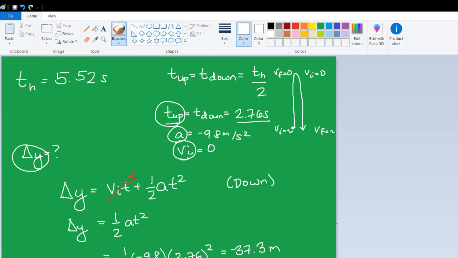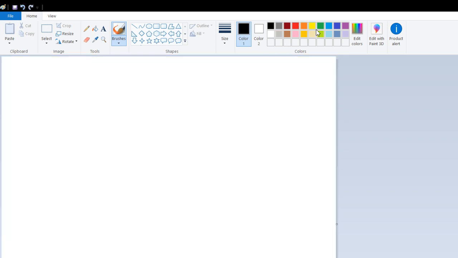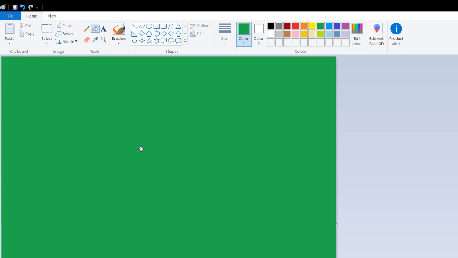calculate delta y. Another thing we can calculate using this, let me just refresh my paint. I'll not save that. I'm going to make it green. Green is easy on the eye and it looks like a blackboard, so I'm going to use that. Okay, so let me get my brush out.